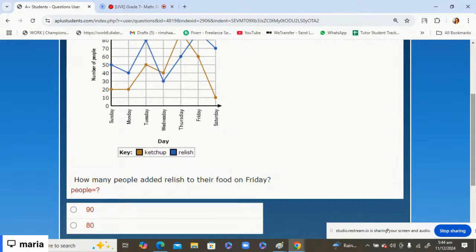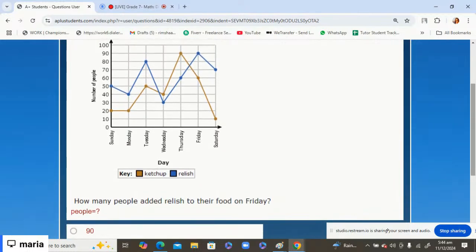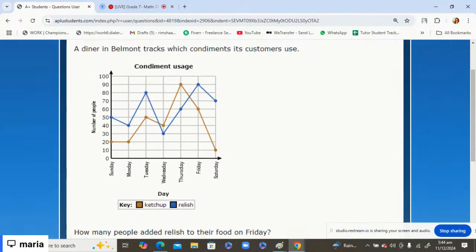Now here again two lines are given. So how many people added relish to their food on Friday? Relish is basically the blue one, and check the blue line on Friday. So the blue line when we see on Friday it's on 90.